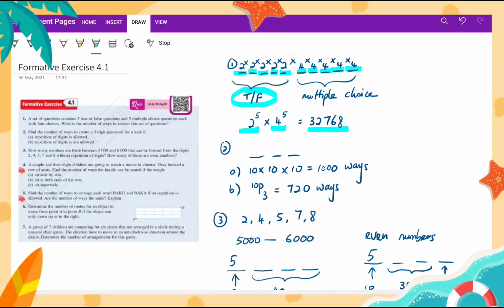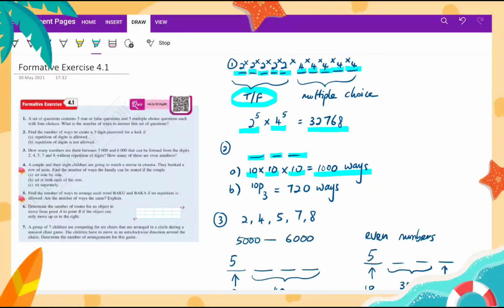Please take note. Question number 2. Find the number of ways to create a 3-digit password for a lock if A, repetition of digit is allowed. So we draw out the 3 places for the 3 digits, and each digit is formed by 0 to 9. So altogether we have 10 options. So each placing we have 10 options. So 10 times 10 times 10, we get 1000 ways.